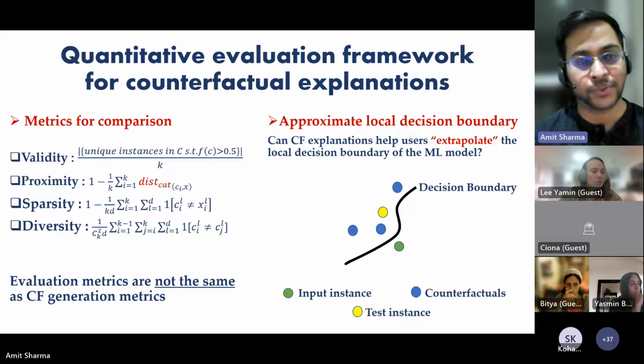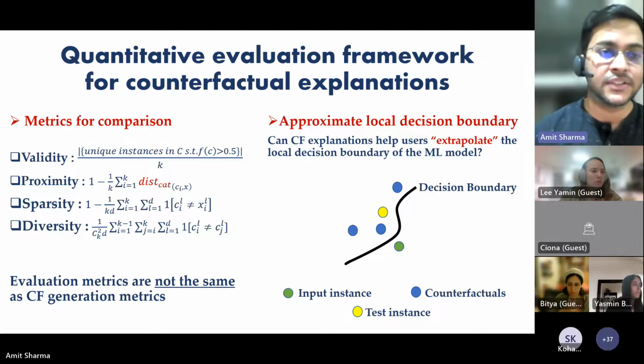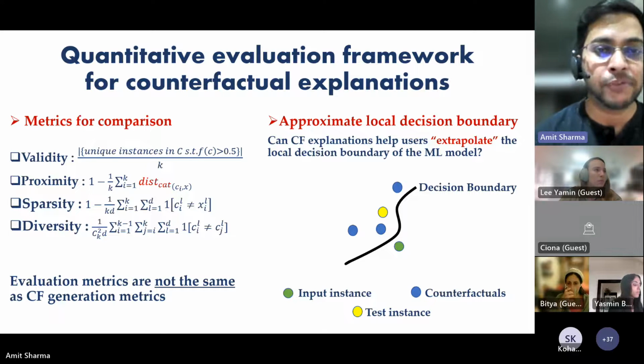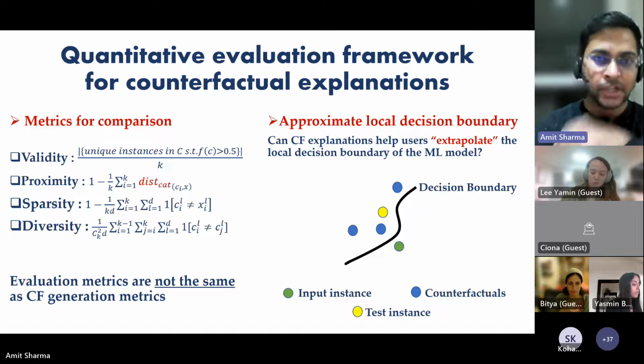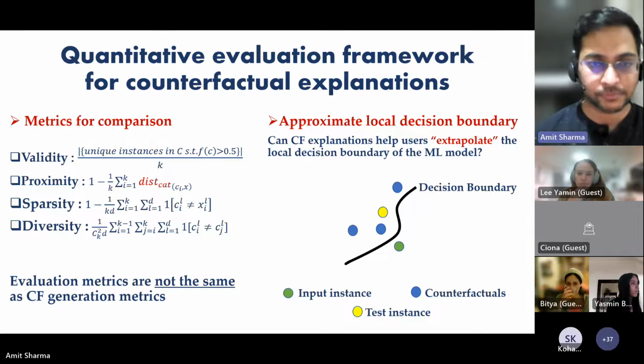This is something our counterfactuals should satisfy. And of course, they would, because that's in our loss function, right? So this is kind of cheating. But then we also thought, should counterfactual explanations help people extrapolate the local decision boundary?